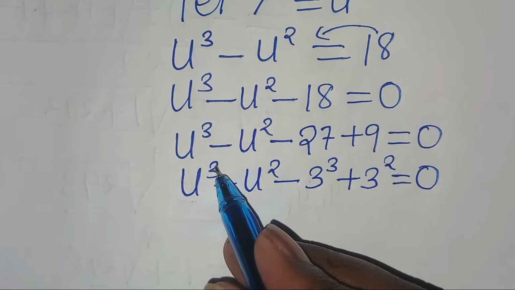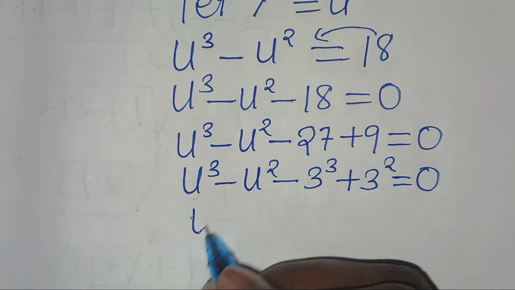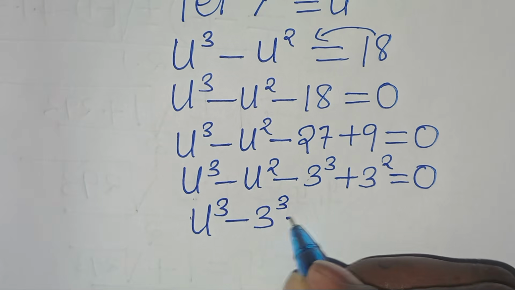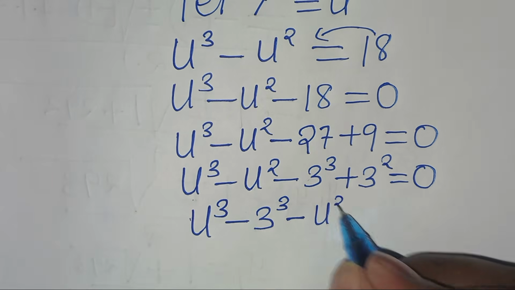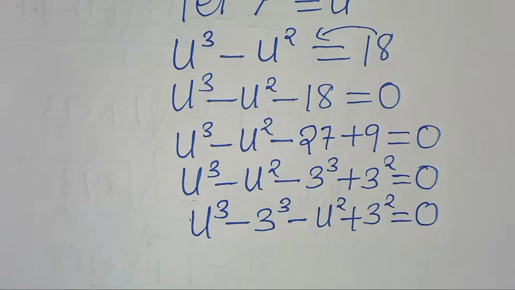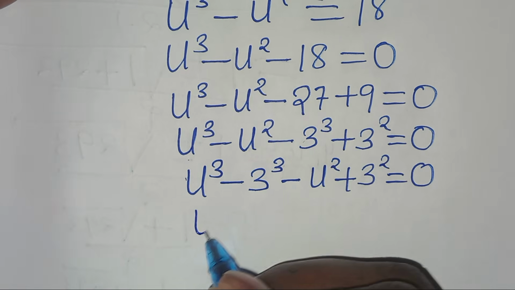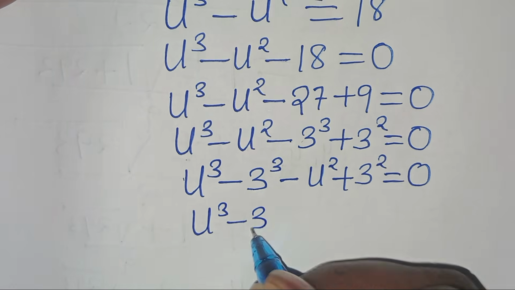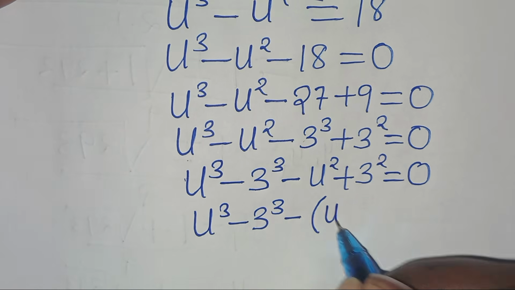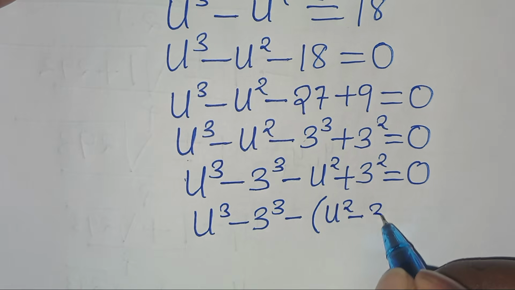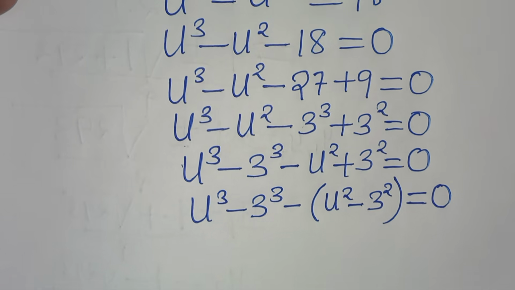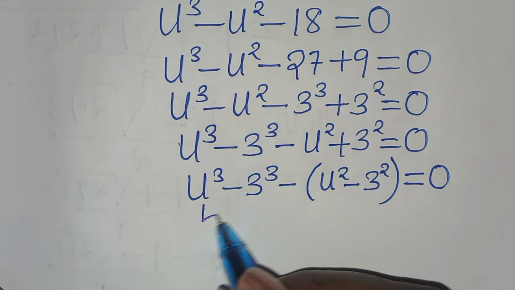Now we have u to the power of 3 and 3 to the power of 3, so we can express this as u to the power of 3 minus 3 to the power of 3, then subtract u to the power of 2, then plus 3 to the power of 2, this is equal to 0. So this is u to the power of 3 minus 3 to the power of 3, in parentheses, subtract u to the power of 2 minus 3 to the power of 2, in parentheses, this is equal to 0. Now, we have got two parts here.